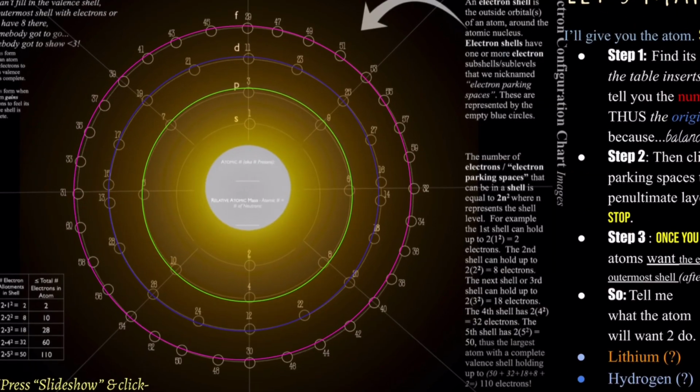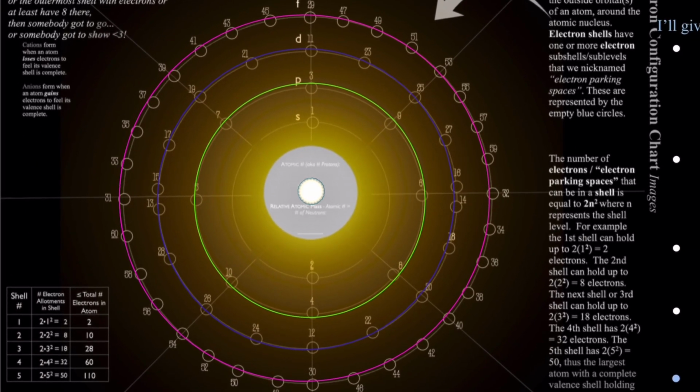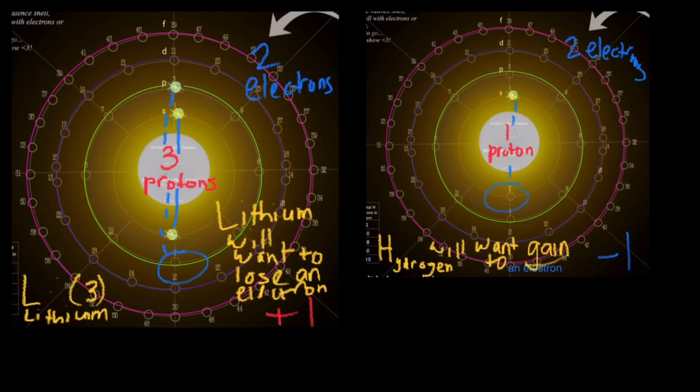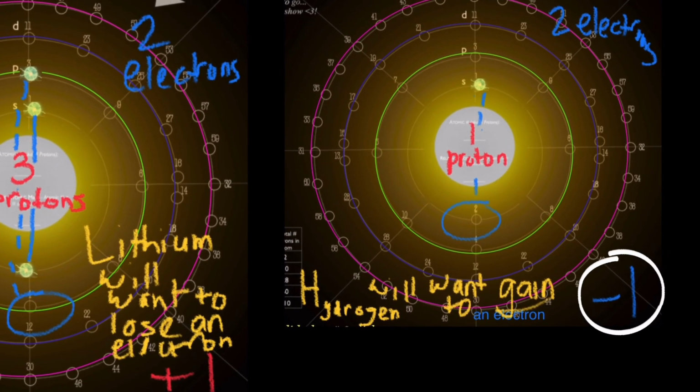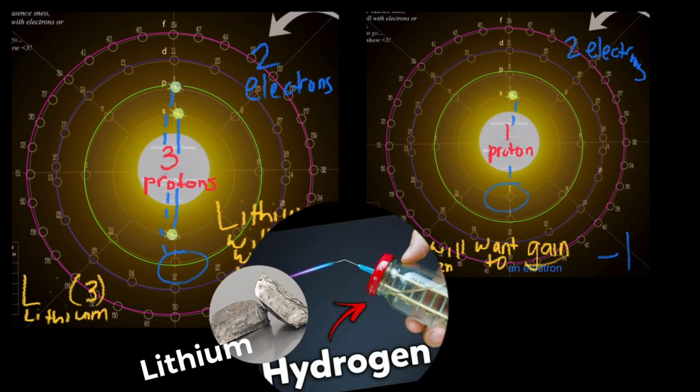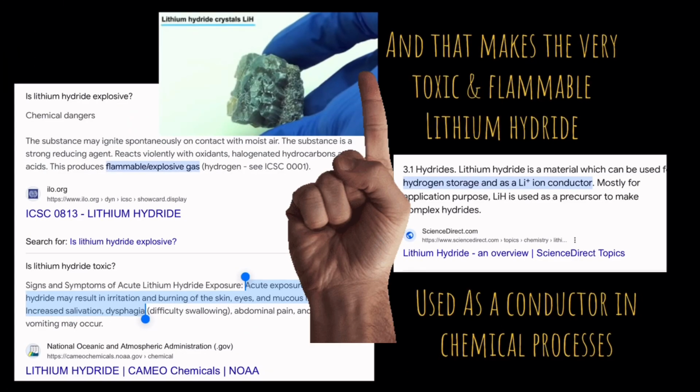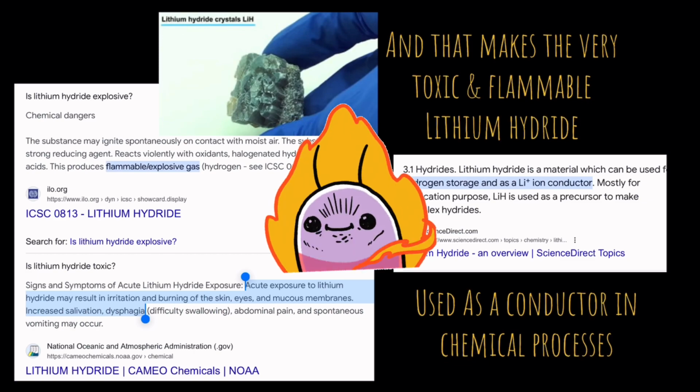Now let's do the electron configuration chart for hydrogen. See, hydrogen has an atomic number of 1 proton in the middle, which means it has 1 electron orbiting around it. But problem, that 1 electron doesn't have a partner on the other side. And remember, electrons love balance. So let's put them together. You have a lithium atom that will want to lose an electron, and you'll have a hydrogen atom that will want to gain an electron. So if they're put together, they're going to want to bond. And that's what makes the very toxic and highly flammable lithium hydride.